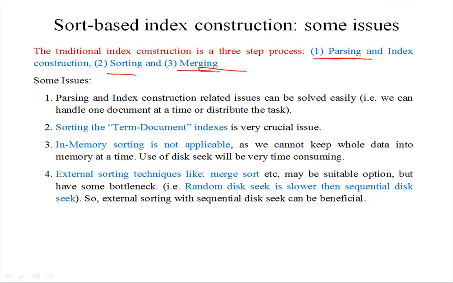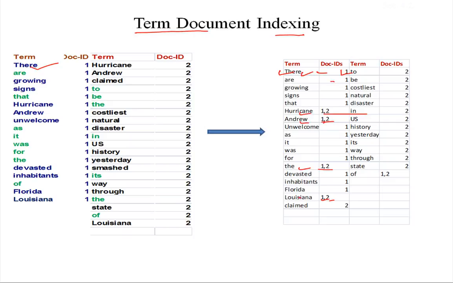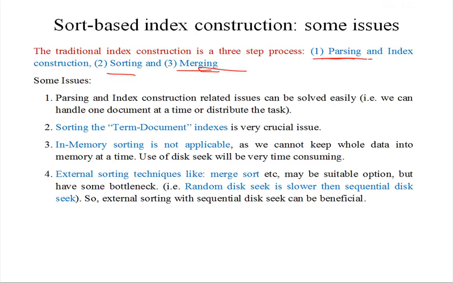Now we will go through some issues. Parsing and index construction related issues can be solved easily. We can handle one document at a time, or we can distribute the task. For example, here I have taken one document at a time, and then another, and then we can merge them, and we can distribute some documents to some machine, and other documents to another machine, like that. Now the main issue is that sorting the term document indexes is a very crucial issue.